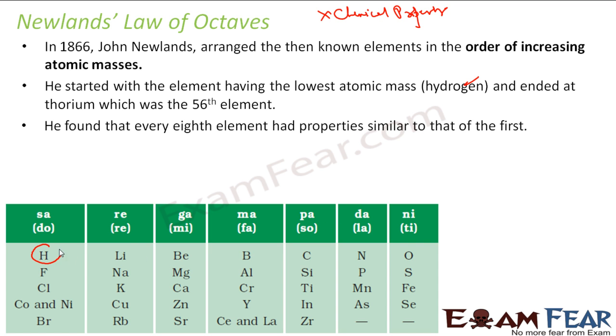For example, hydrogen and fluorine, it was his observation that they had similar properties. Lithium, sodium, potassium have similar properties. Magnesium, calcium, they have similar properties. That's what he observed, right? So with this, you can see that he found a new thing called periodicity. Because till now, Dobereiner just found the relation between the atomic mass and the property. This guy found a periodicity of property of the elements, right?